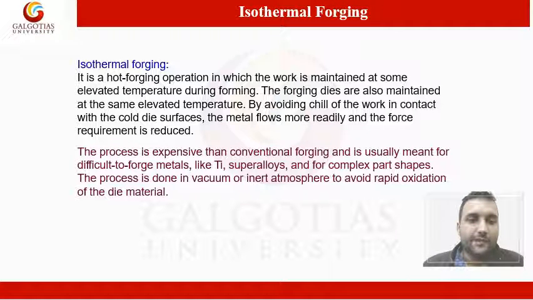Next is isothermal forging. It is a hot forging operation in which the work is maintained at some elevated temperature during forming. The forging dies are also maintained at the same elevated temperature, avoiding chilling of the work in contact with the cold die surface. The metal flows more readily and the force requirement is reduced. The process is more expensive than conventional forging and is usually meant for difficult-to-forge metals like titanium and superalloys, and for complex part shapes. The process is done in vacuum or inert atmosphere to avoid rapid oxidation of the die material.